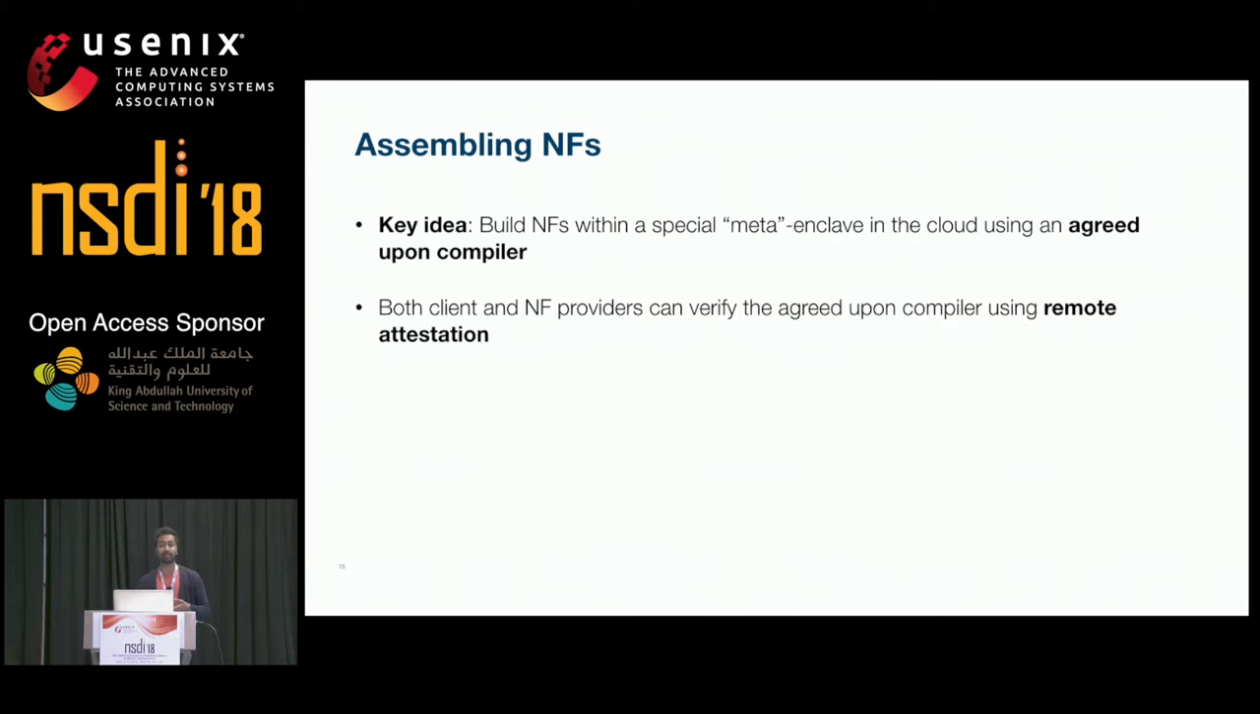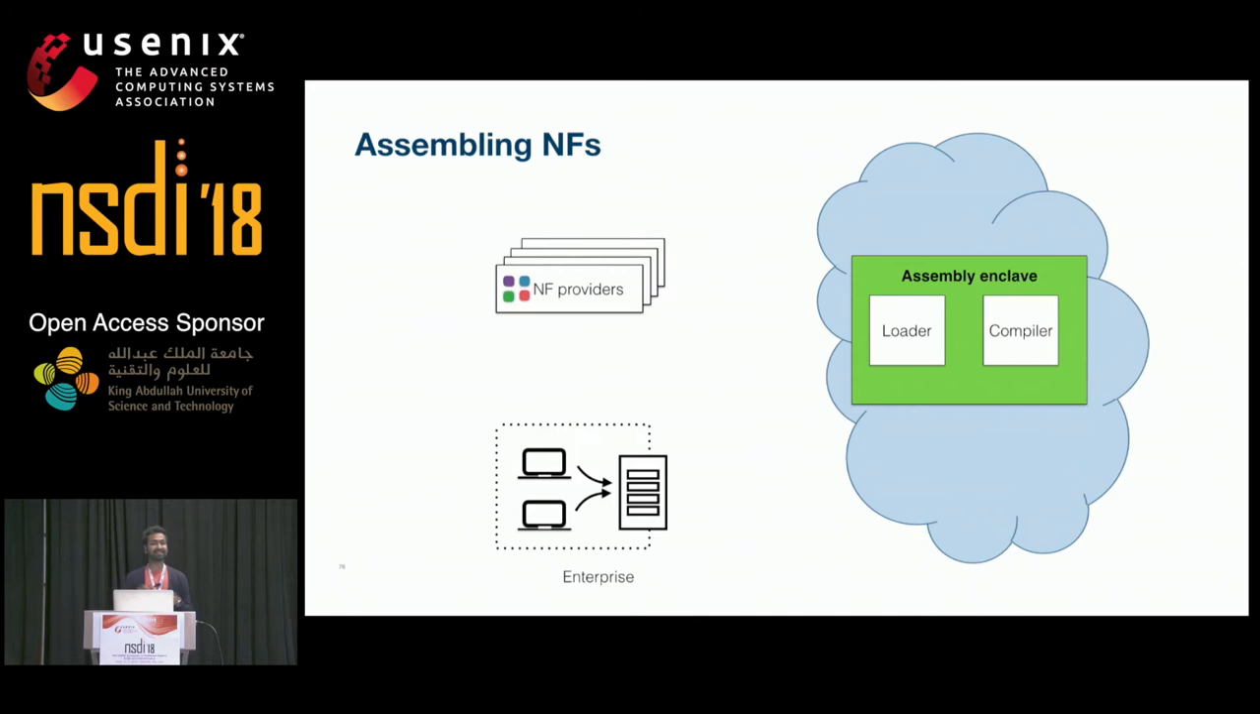So this is what NF assembly then looks like. We now have this special assembly enclave running in the cloud. Both parties, the vendors and the client enterprise, remotely attest the contents of this enclave and verify that it indeed contains the compiler they have agreed upon. As part of this attestation process, the NF vendors exchange a key with this enclave.